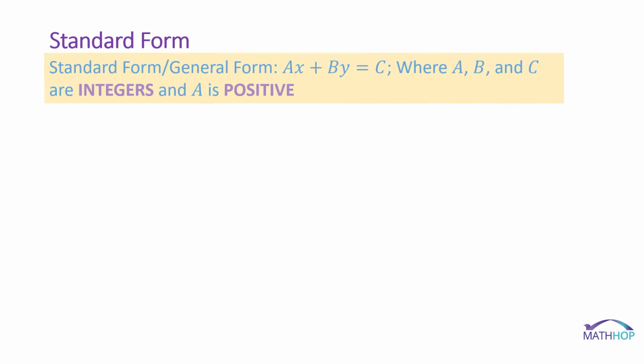Let's remember, standard form. It's also called general form. Depending on how old your textbook is, you may see it written as general form. Standard form, general form, same thing. ax plus by equals c, where a, b, and c are integers, so those are whole numbers, positive and negative, and a is specifically positive.